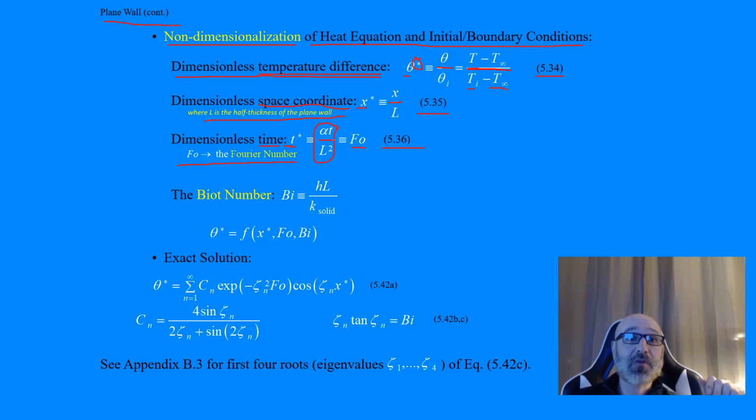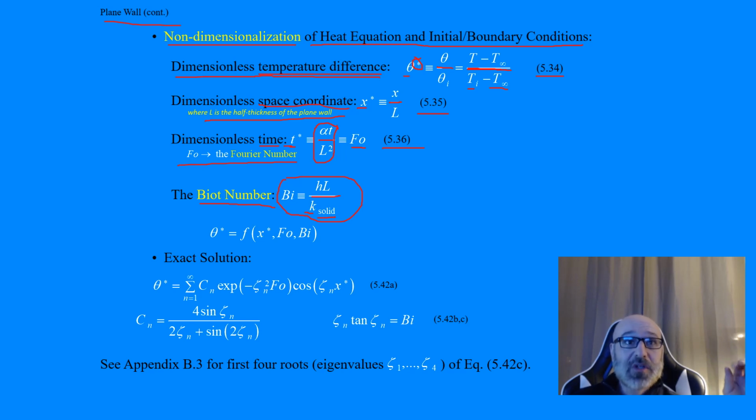Now from here we can go on to our Biot number that's dimensionless as well. Recall that this relationship here is our Biot number is equal to our h times our L, all over our thermal conductivity k value for the solid. So this, recall, is our Biot number that we've seen previously.